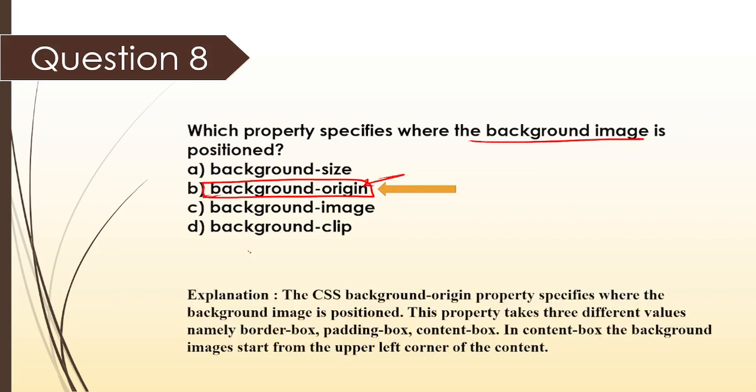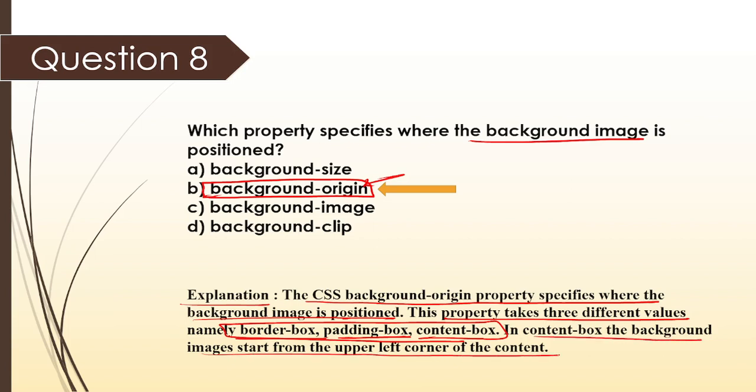Before moving to the next question, let's discuss it in detail. The CSS background origin property specifies where the background image is positioned, and this property takes three different values. Remember these three values: border box, padding box, and content box. These three values are important whenever we talk about background origin. In content box, the background image starts from the upper left corner of the content, right?